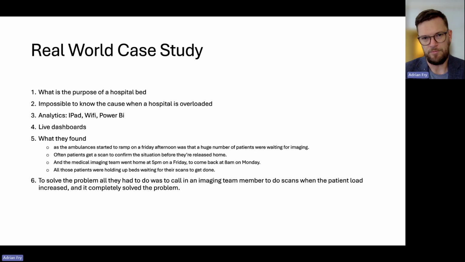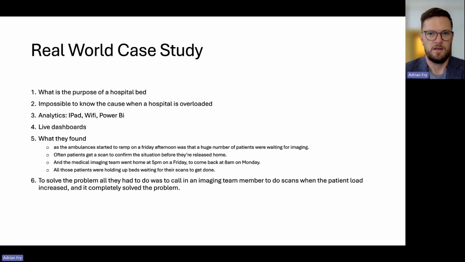But this imaging team went home at 5 p.m. on a Friday. And so all that caseload just started to build up and build up. Even though it was completely unknown to the staff at large, the real cause of that ambulance ramping was that there wasn't any staff to do the medical imaging scanning that would allow a person to go home. So once they had the data and saw literally this is causing the problem, they called in a couple of imaging staff, paid them overtime, and then they were able to solve that backlog quite quickly.